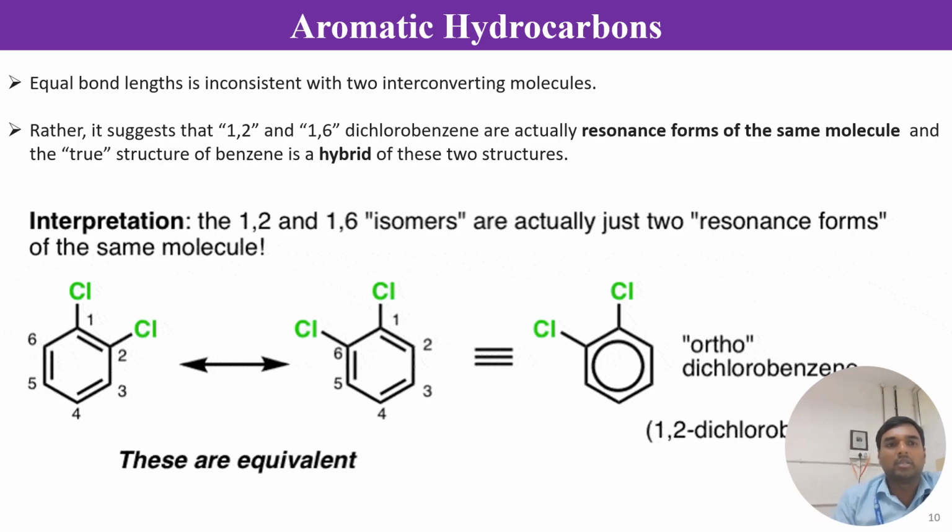Now, if we consider the 1,2 bond, 1,2 and 1,6 are equivalent, and that's why orthodichlorobenzene is just one compound. Both are the same.